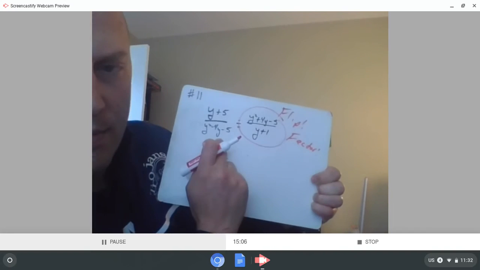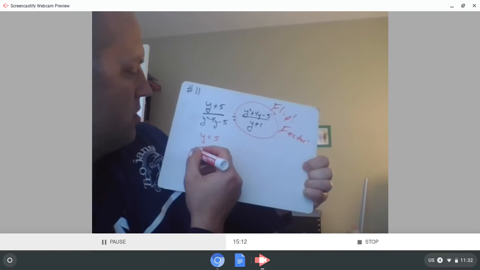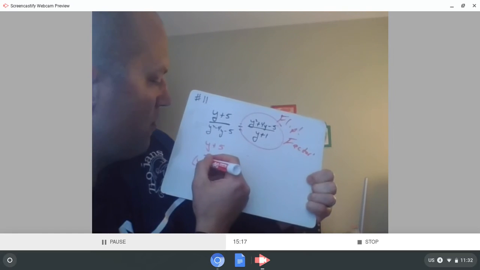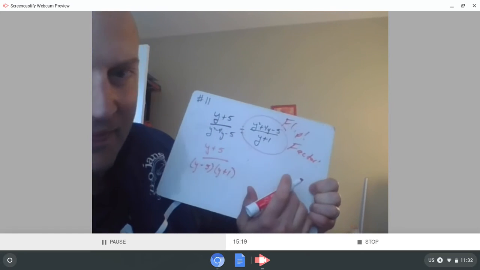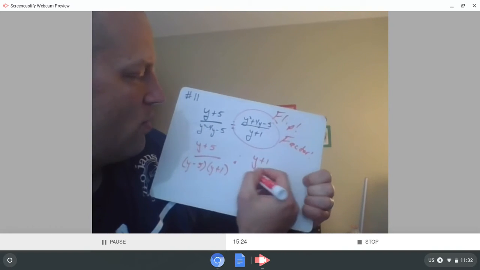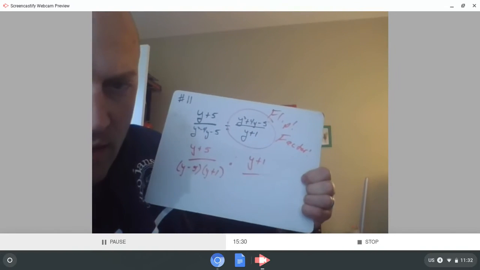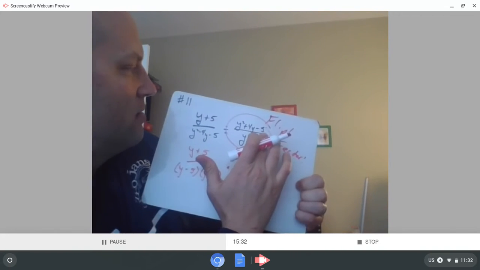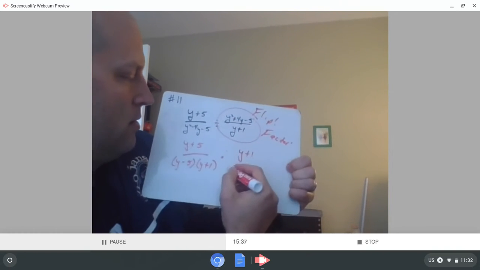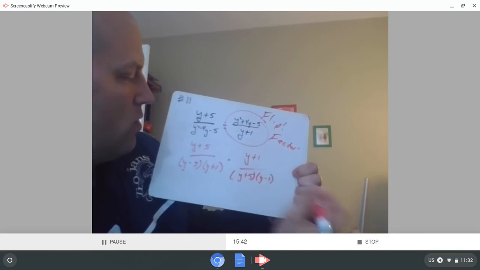Y squared minus 4y minus 5, that can factor. So I'm going to go ahead and factor that. Factors of y squared are y and y. Factors of negative 5 that add up to negative 4 are negative 5 and 1. Times y plus 1 goes on top. So this was in the numerator, now it was in the denominator, now it's in the numerator. And now we factor this guy. Factors of negative 5 that add up to plus 4. That's y plus 5 and y minus 1.